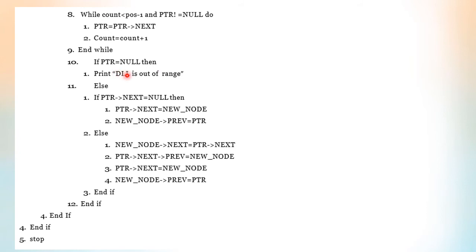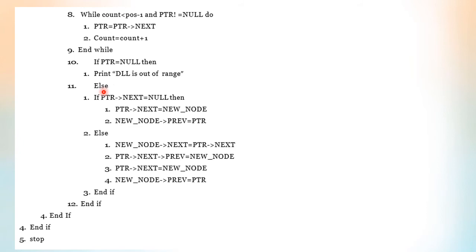Now if pointer is equal to null, then print doubly linked list is out of range. This happens when the user inputs a number which is greater than the number of nodes of the doubly linked list, and insertion is not possible. For example, in a doubly linked list which consists of only 3 nodes, if the user is asking to insert a new node at the 6th position, it is not possible. In that case, you can print a message like this.